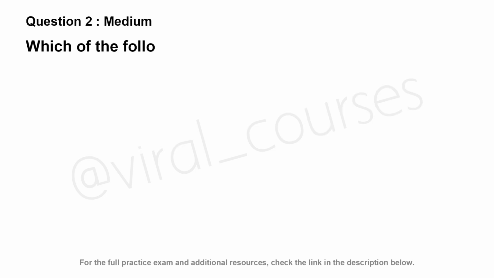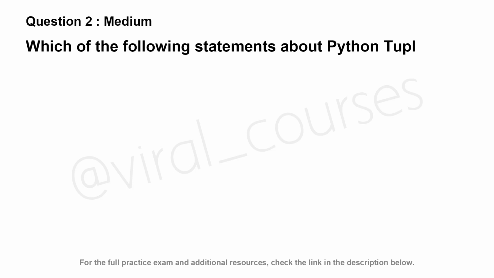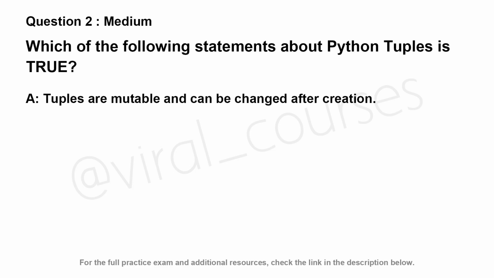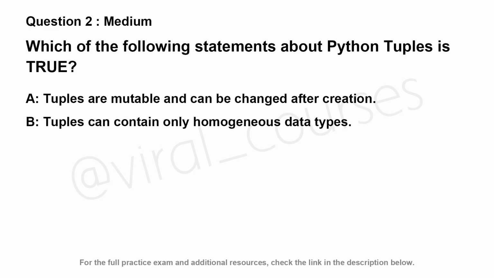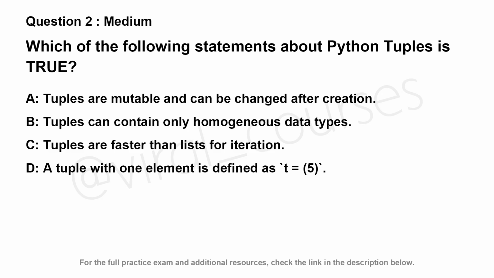Which of the following statements about Python tuples is true? Option A, tuples are mutable and can be changed after creation. Option B, tuples can contain only homogeneous data types. Option C, tuples are faster than lists for iteration. Option D, a tuple with one element is defined as t = (5).